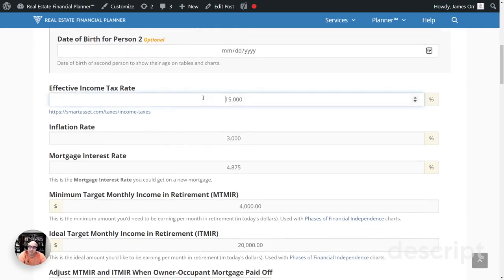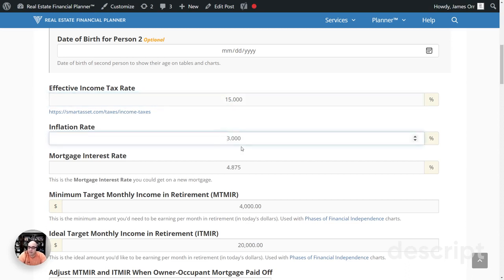The effective income tax rate. We've set the effective income tax rate to be 15% here. If you were really doing this modeling for yourself, you'd want to click on the link for smartasset.com and look up what your estimated effective income tax rate would be and put that in here. This is primarily used when we determine what the depreciation benefit is for someone. If it's higher, it's going to be less conservative. If it's lower, it's going to be more conservative. So we kept it at 15% to be relatively conservative in our estimate of the depreciation tax benefit for her of owning the rental properties.